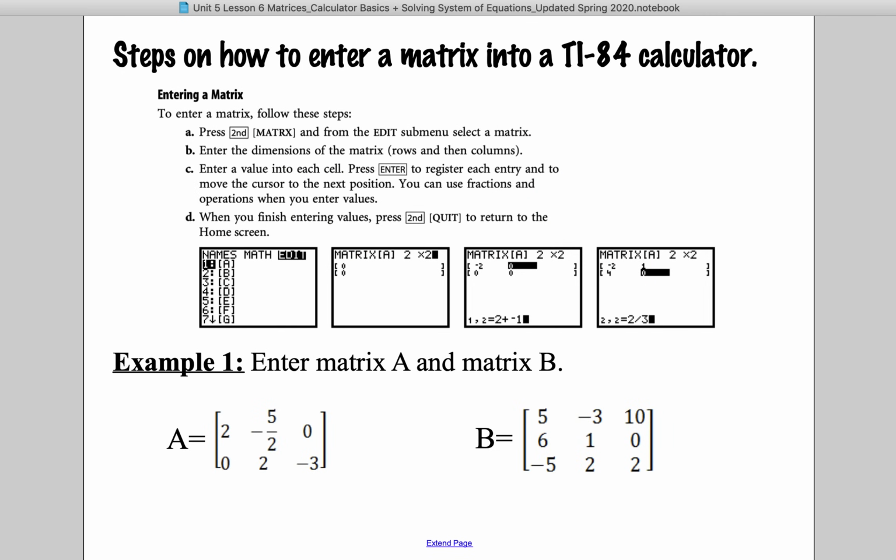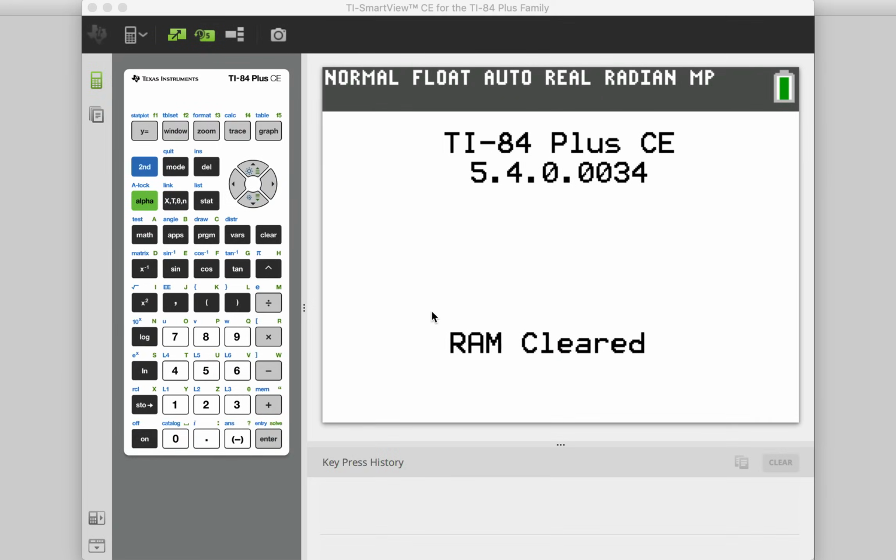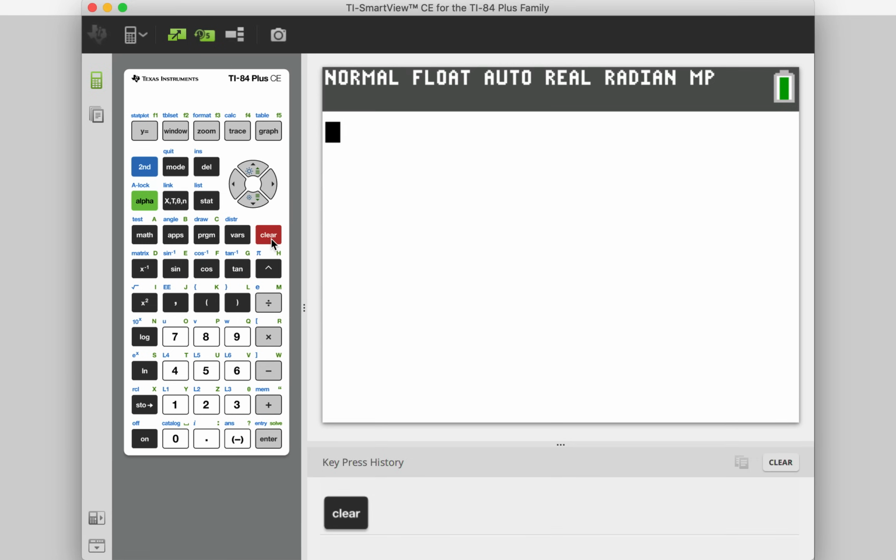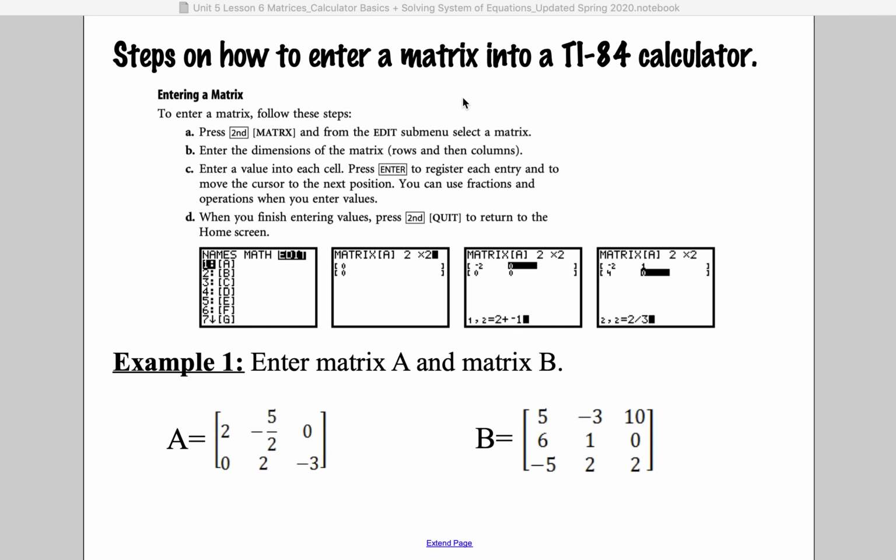So first things first, we need to know how to enter a matrix onto your calculator. Okay, so here are the steps. I'm also going to show you as I walk through on my graphing calculator. I've got my calculator here. I'll clear out my screen, and then to enter a matrix, you follow the steps that are listed on the notes here. So hopefully you can pull up your blank notes and split screen it with your calculator.